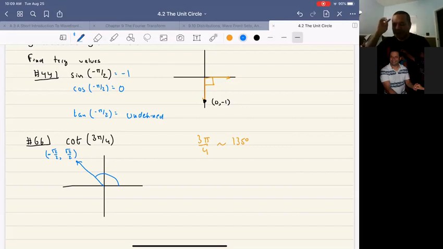So now, remember, cotangent is x over y. So in this case, it's going to be negative root 2 over 2 divided by root 2 over 2. And that's going to come out to be negative 1. Okay? All right, let's try another one. 82.